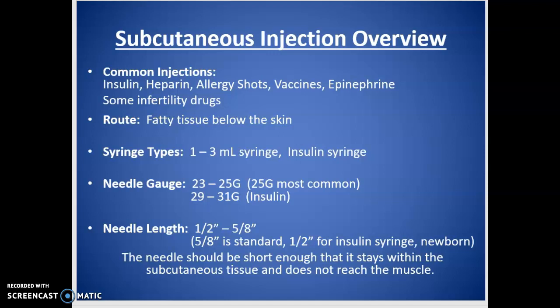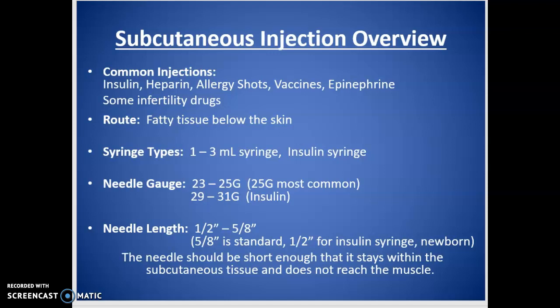The actual literal route of the subq injection, once again, is the fatty tissue below the skin. I prefer just to say the subcutaneous tissue. We learn terminology so that we don't have to say long sentences. And so if we say the subq tissue, we're already saying fatty tissue below the skin, right? So it's efficient to say subcutaneous tissue.